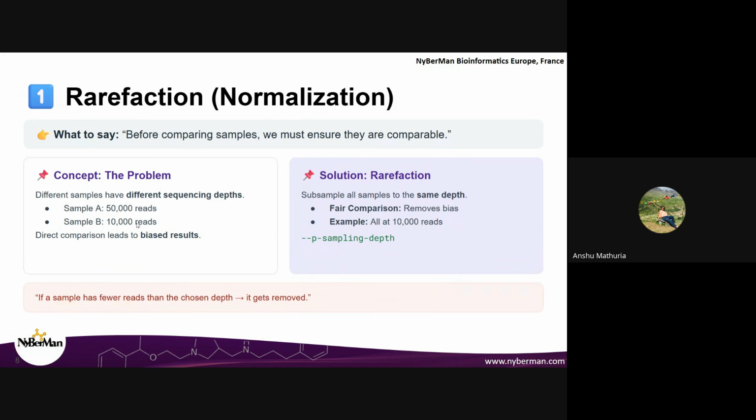So we don't require this. We need to normalize this factor, and then we need to perform the further analysis. The solution that we use here is rarefaction. It subsamples all the samples to the same depth. That is, bring all the samples to 10,000 reads depth. And if they are not coming under that, then it will automatically remove the sample.